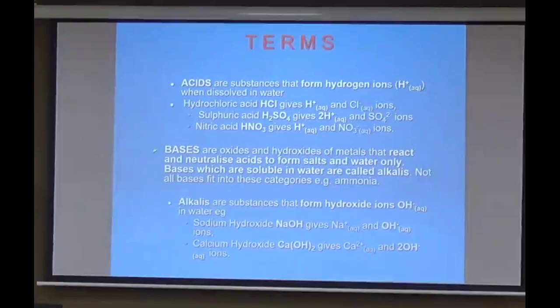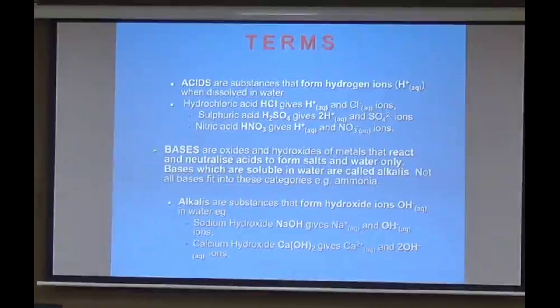So the common ions in these two substances are hydrogen ions. It is these hydrogen ions which are actually responsible for the acidic nature of a substance. Then the next category is of bases. These are actually oxides and hydroxides of metals which react with and neutralize acids to form salt and water.